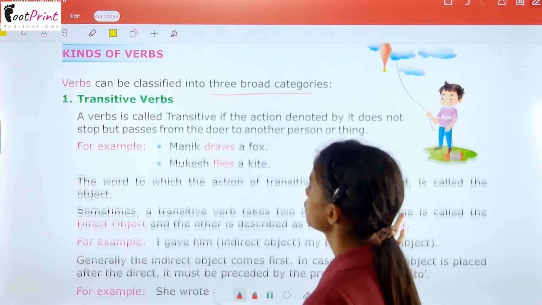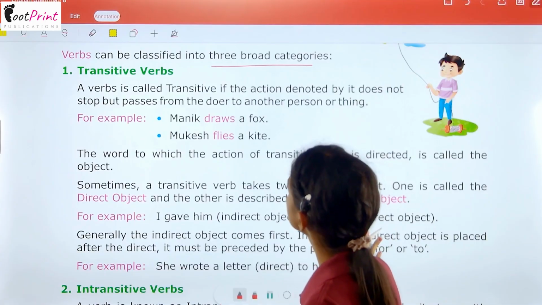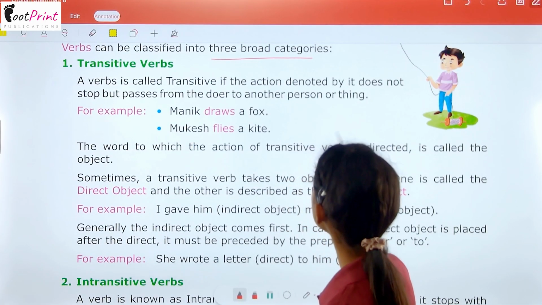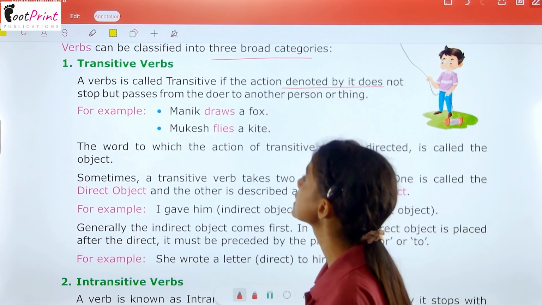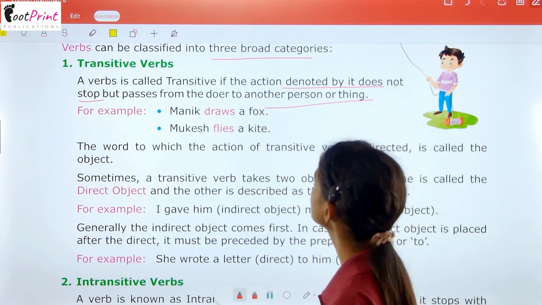First is transitive verbs. What are transitive verbs? A verb is called transitive if the action denoted by it does not stop but passes from the doer to another person or thing.